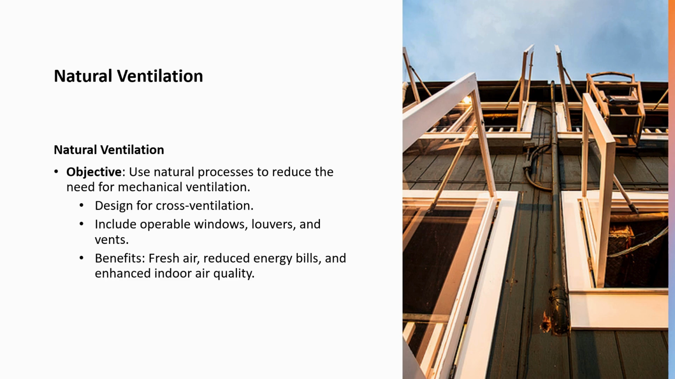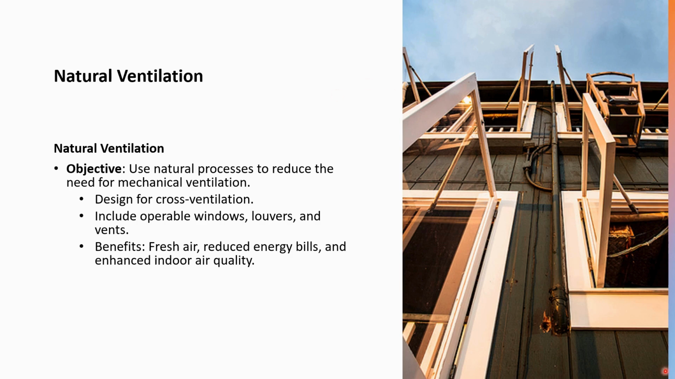Buildings are designed to encourage airflow from one side to the other, and this often involves aligning windows and doors across opposite walls to facilitate the movement of air throughout the interior spaces. And also, in terms of environmental considerations, the design takes into account the dominant wind direction and uses it to maximize the airflow within the building.